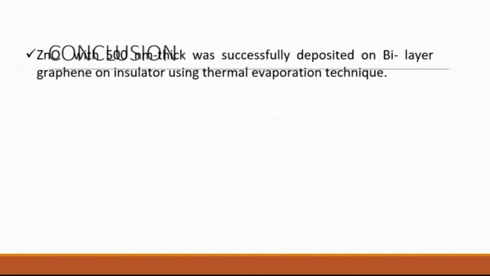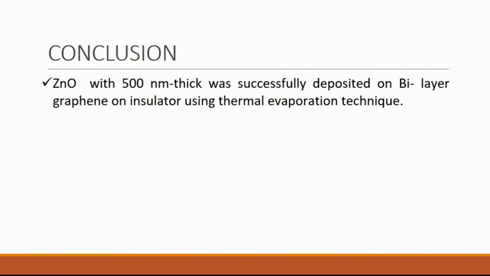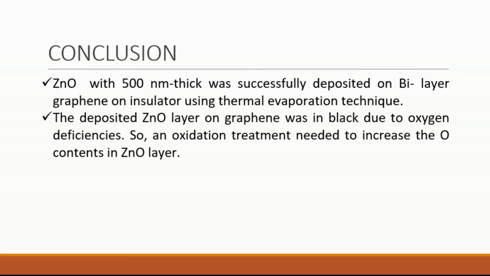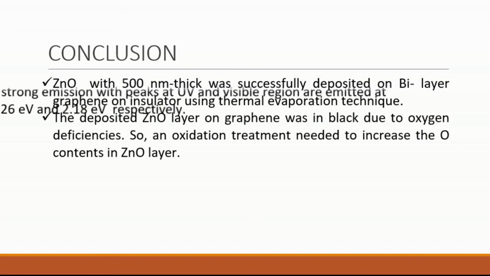The next part will be the conclusion. As we can see, zinc oxide with 500 nanometer thickness was successfully deposited on bilayer graphene on insulator by using the thermal evaporation technique. The deposited zinc oxide layer on graphene was black due to the oxygen deficiencies, so an oxidation treatment will be needed to increase the oxygen content in the zinc oxide layer.